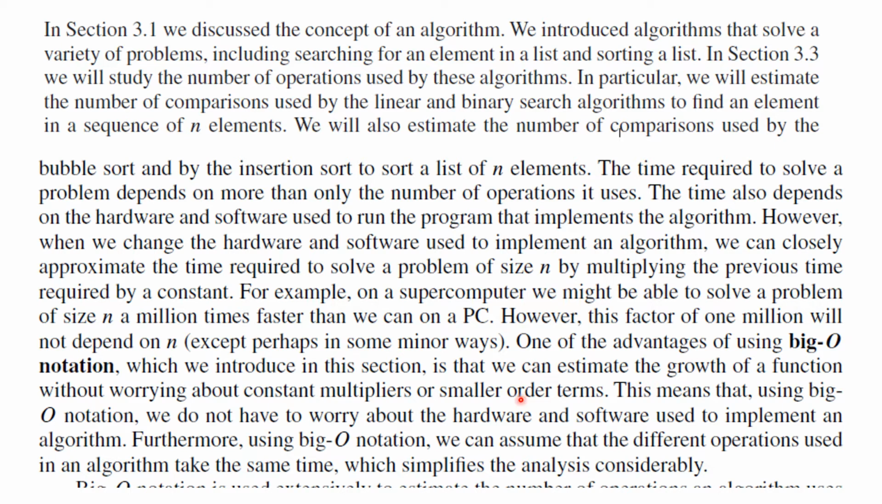So one of the advantages of using the big O notation, which we're introducing here, is that we can estimate the growth of a function without worrying about constant multipliers or smaller order terms. This means using big O notation, we do not have to worry about hardware and software changes. Moreover, using the big O notation, we can assume that different operations used in an algorithm take the same time, and that simplifies the analysis considerably.